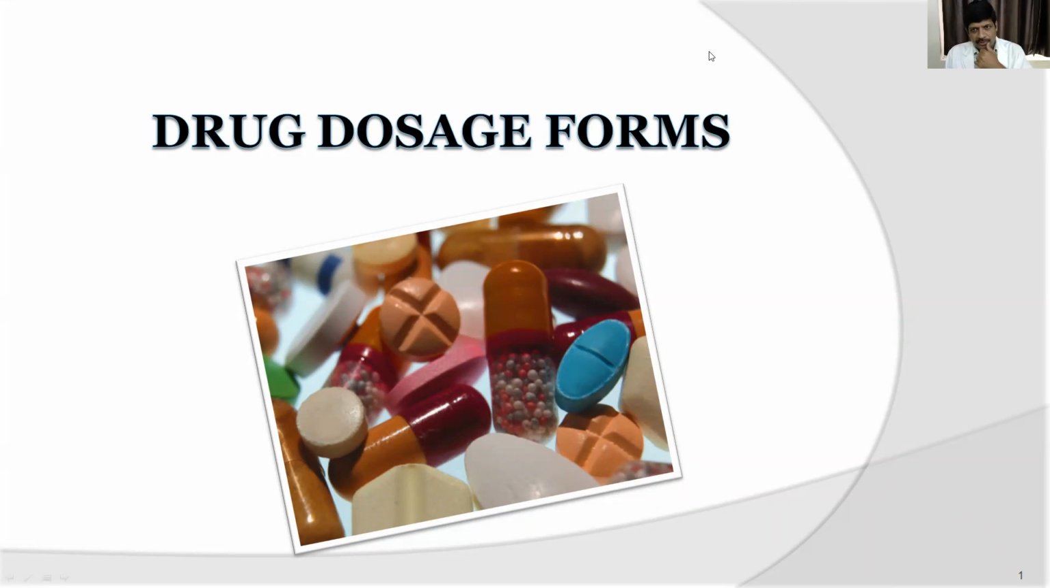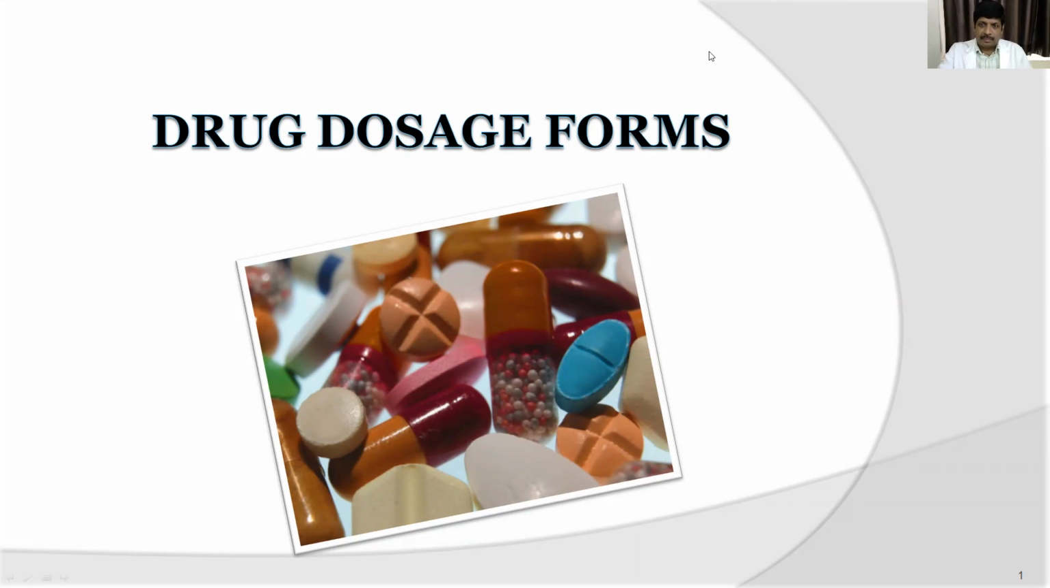So here, drug dosage form. There are many dosage forms of a single drug, right? We usually in pharmacology deal with the generic name of the drug, not the brand name. So any generic drug will have many dosage forms. Dosage form is the form in which it appears, in which it is sold, in which it is taken by the patient. So those are the dosage forms.